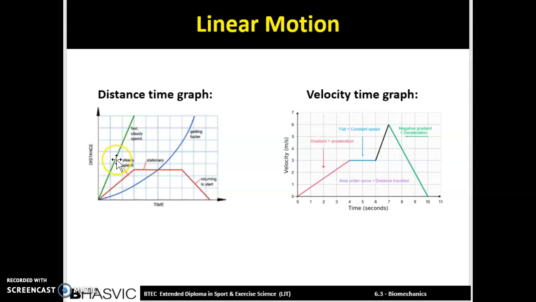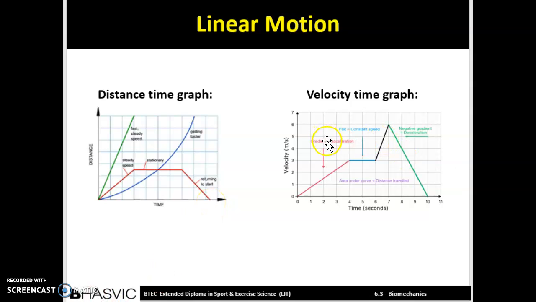would be that they're traveling at a constant speed, but they're moving. And then obviously if the gradient is lower, for example this green line compared to the red line, the red line would be moving slower as it has a lower gradient. If it has no gradient, so it's a straight line, this means that the body or the person is stationary. And then obviously if it's a negative gradient, that means they are returning to the start.